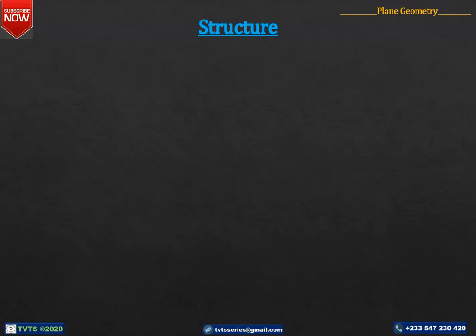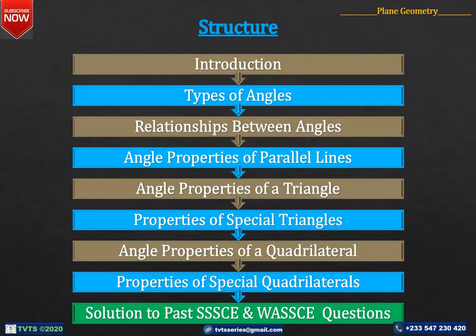By way of structure, we will cover the following in separate lessons. We'll first introduce the topic, highlighting definition of some key terms and concepts, as well as some examples of plane figures. Afterwards, we will present detailed lessons on types of angles, relationships between angles, angle properties of parallel lines, angle properties of a triangle, properties of special triangles, angle properties of a quadrilateral, and properties of special quadrilaterals.